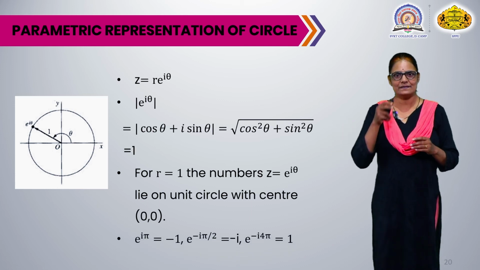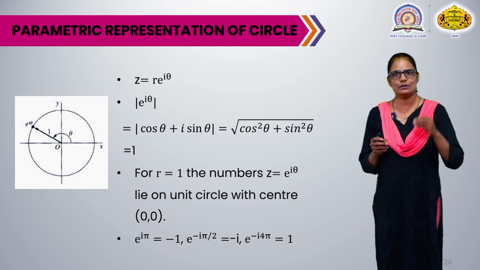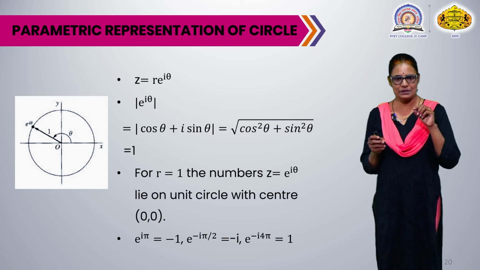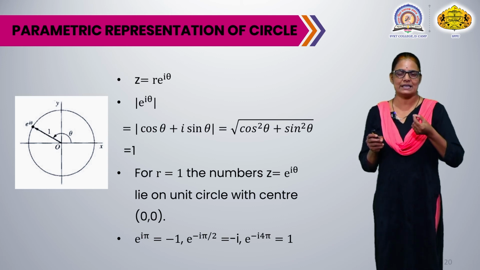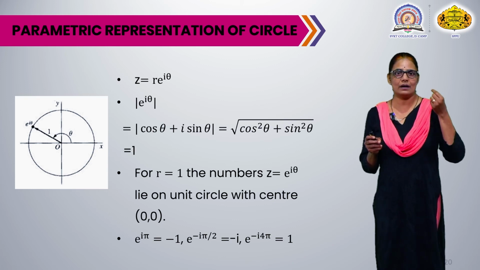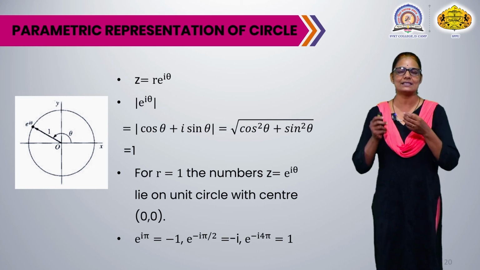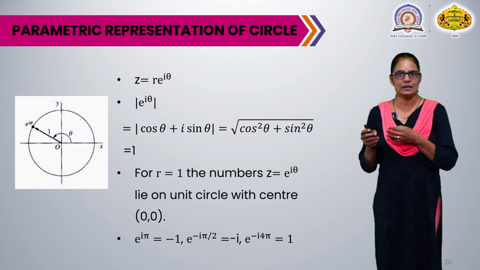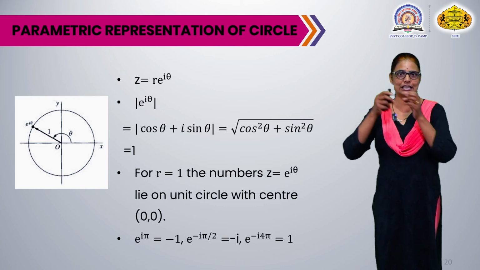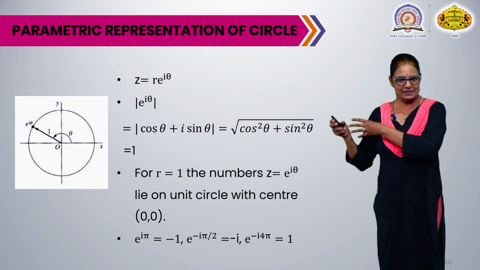So now using this one, you can easily find the value of e raised to i pi. Here the argument is pi, so e raised to i pi lies on the negative real axis, so its value is -1. For e raised to minus i pi by 2, the angle theta is minus pi by 2, so it lies on the negative y axis, that is the negative imaginary axis, so its value is -i.